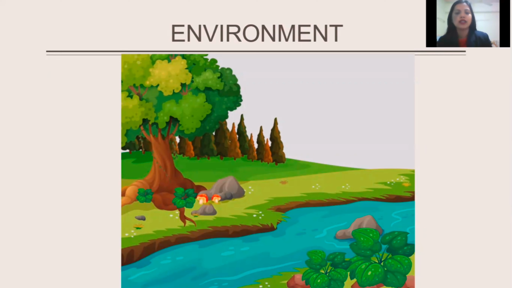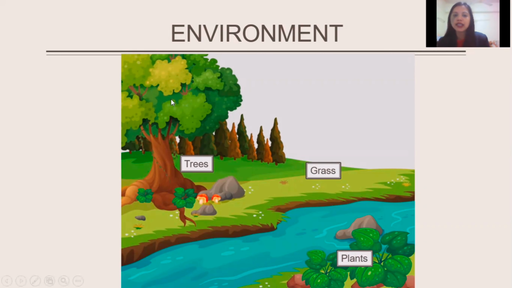Now, can you tell me where the living things are in this picture? First, we have trees, right? The trees are also a living thing. Next, we have grass. What else? We also have plants. Very good. How about the non-living things? Can you tell me where the non-living things are?